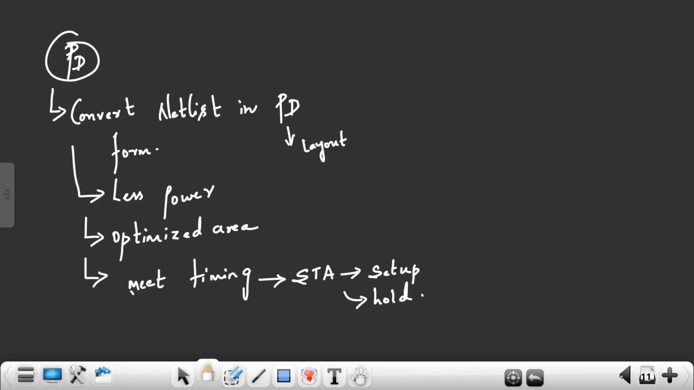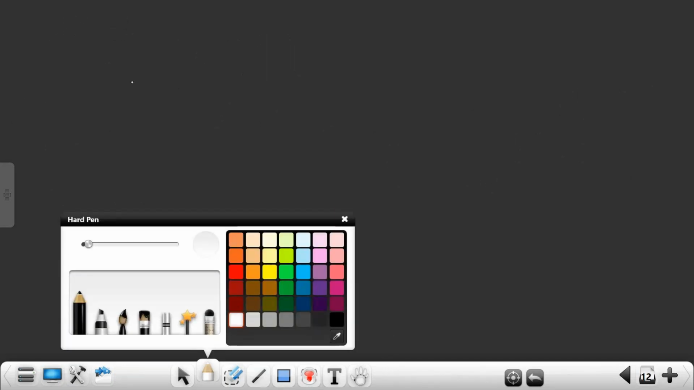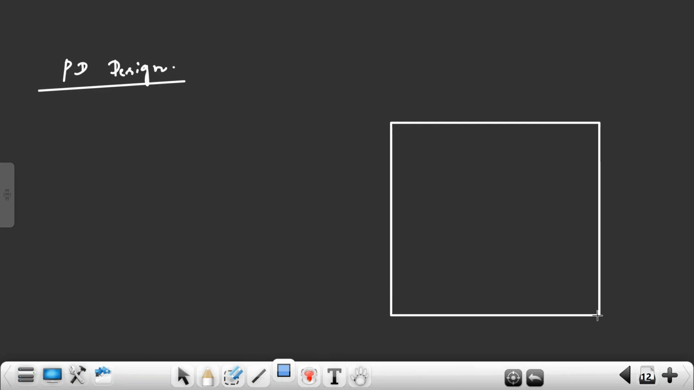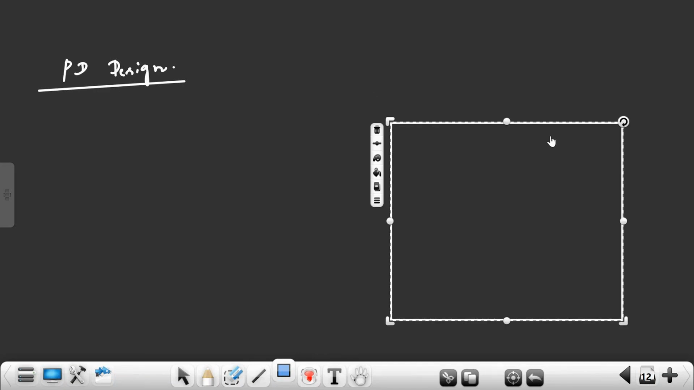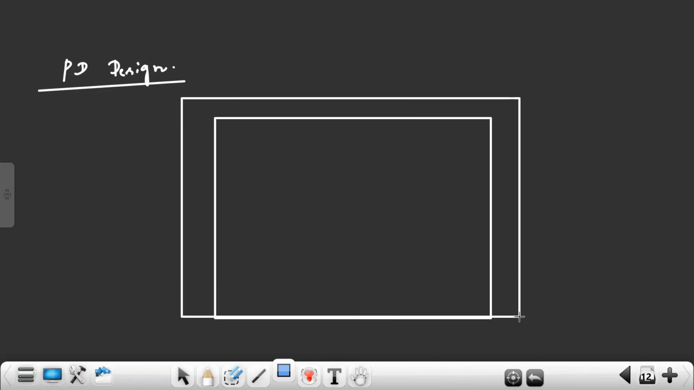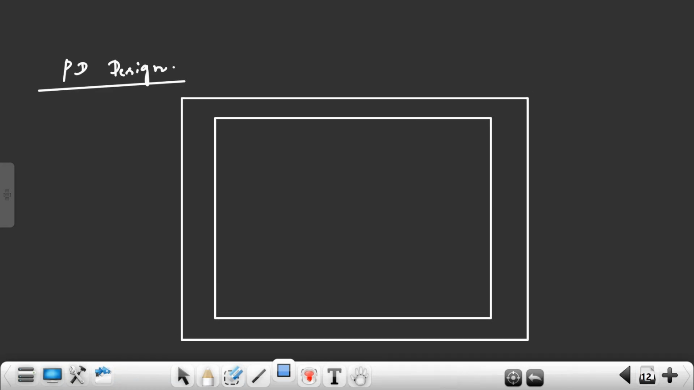Yes, so we will continue now. So I was talking about physical design, which we will complete in depth in future. So what is physical design? What do we do in this? We will have a core area and a die area. We will form this, and we'll discuss the rules to form it. First, we'll create the core area and die area.